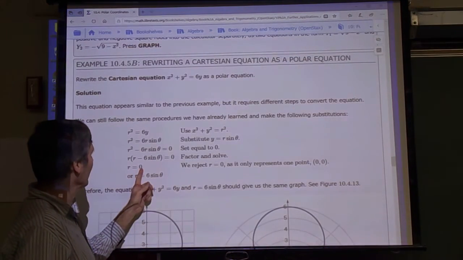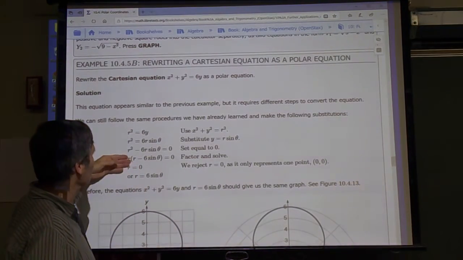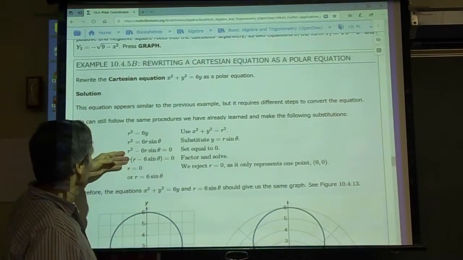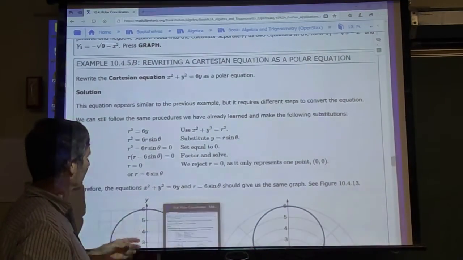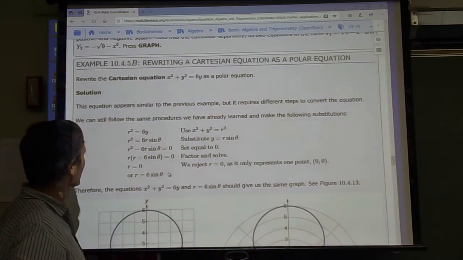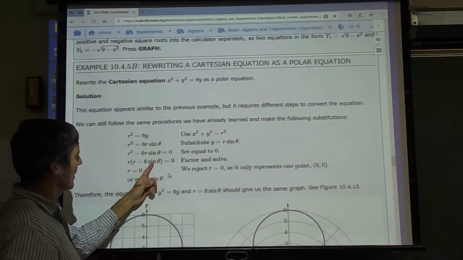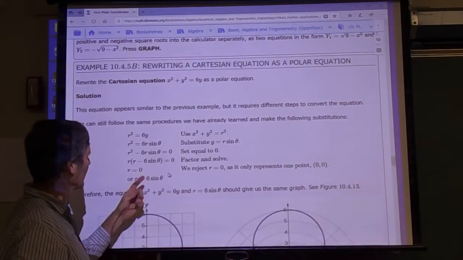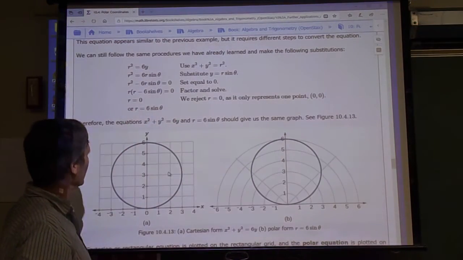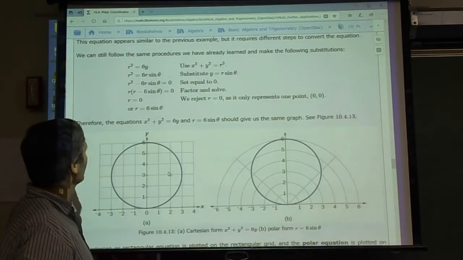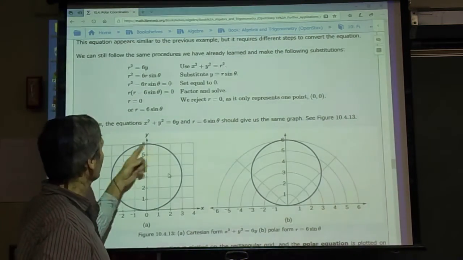What they're saying there is that r equals 0 is a solution, but we don't need it because the origin, the pole, is already a solution to this equation. So we can throw out this one. If you put theta equals 0, then you'll get r equals 0 out of this one. Any angle with r equals 0 is the origin. So we'll just keep this equation, r equals 6 sine theta, and that's the equation for this object that actually turns out to be a circle.